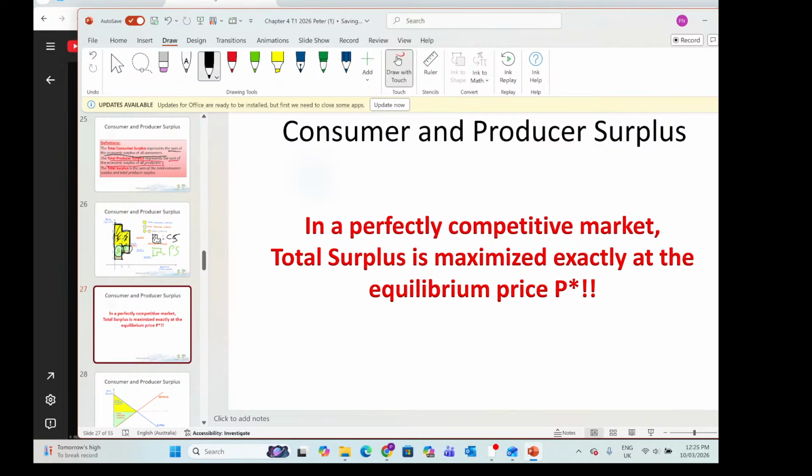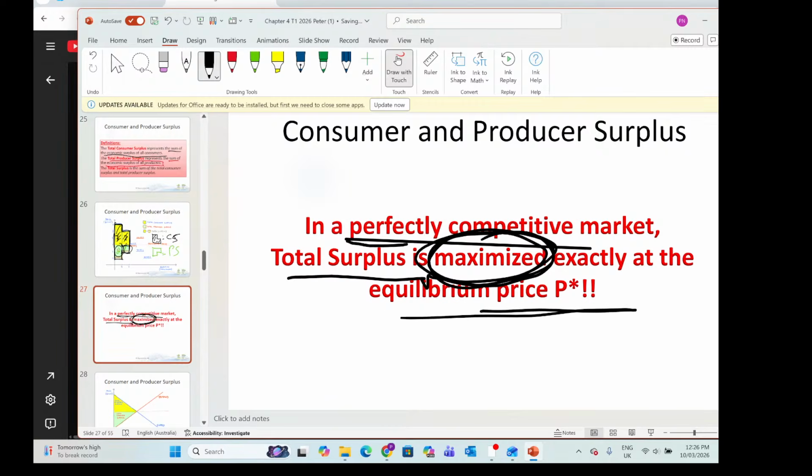We've got about 15 or 20 minutes left. So I want to talk to you then again about this statement here. In a perfectly competitive market, the total surplus is maximised exactly where? At the equilibrium price. The total surplus is maximised at the equilibrium price.